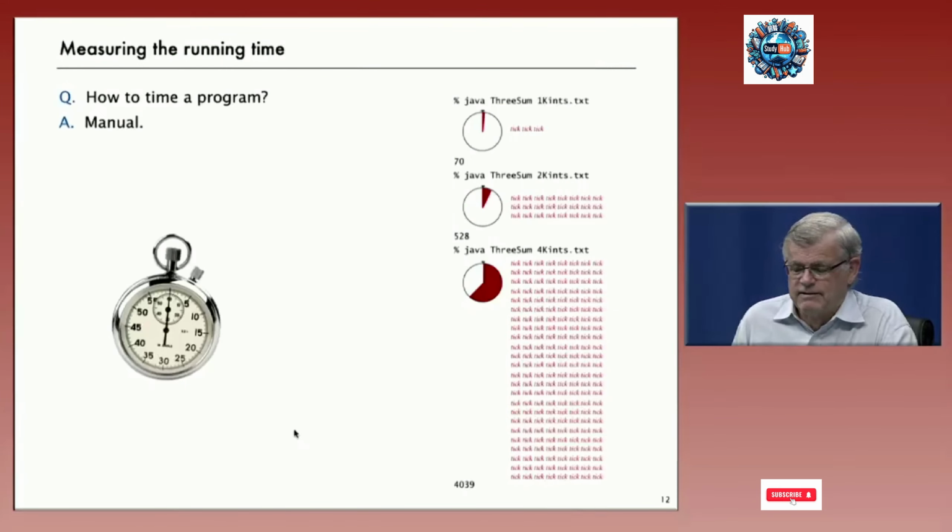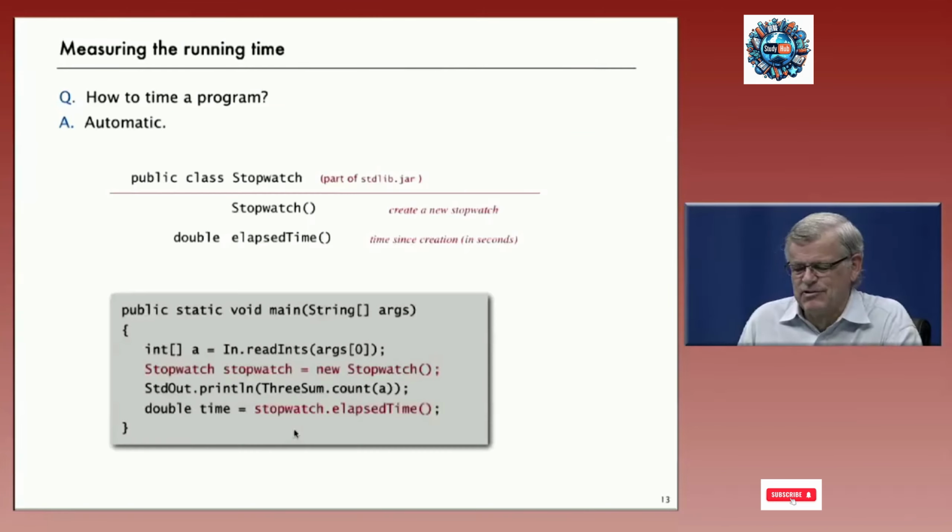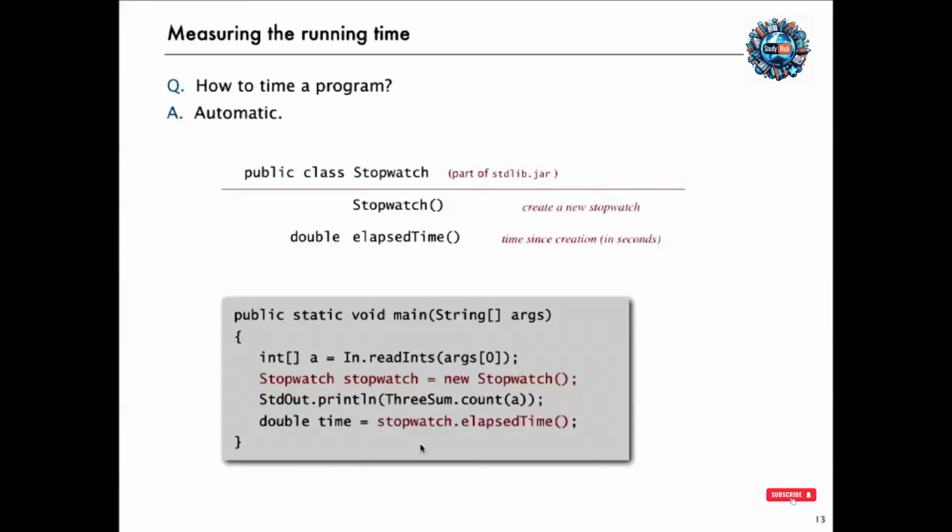Well, one way to time a program is to just look at the watch. If you have a stopwatch, or look at the clock, or your phone, whatever you might need, you can just go ahead and time it if you want. Java has as part of its standard library a stopwatch class that will go ahead and compute elapsed time.